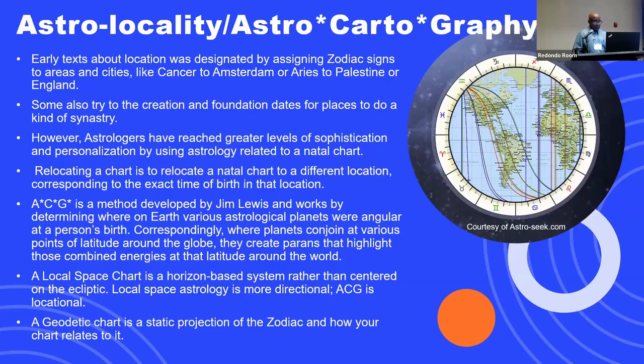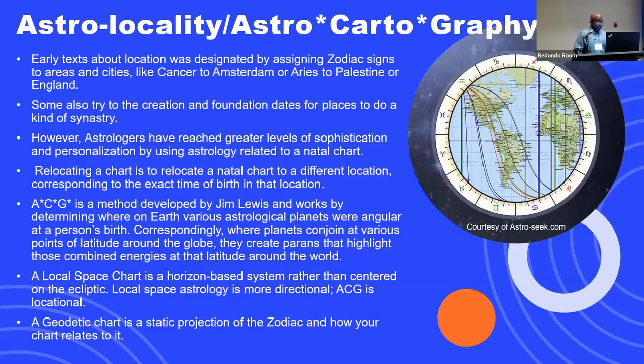ACG is, as I mentioned earlier, a method developed by Jim Lewis and works by determining where on Earth various astrological energies or planets were angular, meaning at the midheaven or the IC, at the descendant or ascendant, and correspondingly seeing where they can join at various points of latitude.